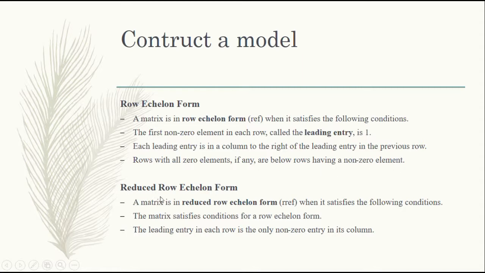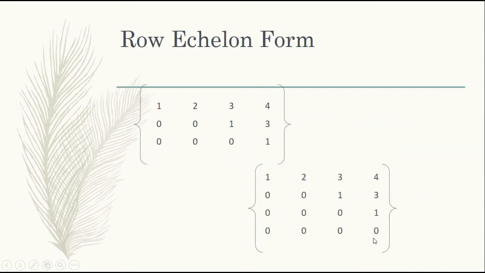For the reduced row echelon form, a matrix is in reduced row echelon form, RREF, when it satisfies the following conditions. The matrix satisfies the conditions for a row echelon form. Third, the leading entry in each row is the only non-zero entry in its column.